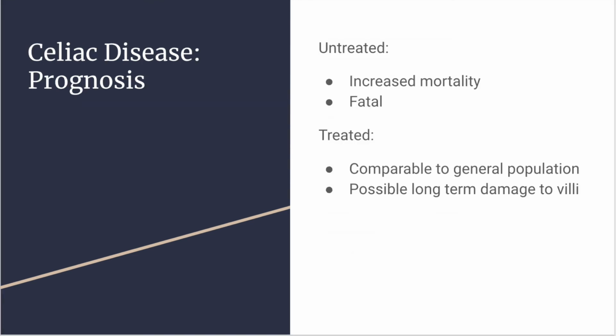The long-term prognosis for individuals with untreated celiac disease can vary depending on the individual's symptoms and malabsorption features. Overall, people with untreated or unresponsive celiac disease have an increased early mortality compared to the general population. And without diagnosis and treatment, celiac disease is ultimately fatal in 10 to 30% of people.